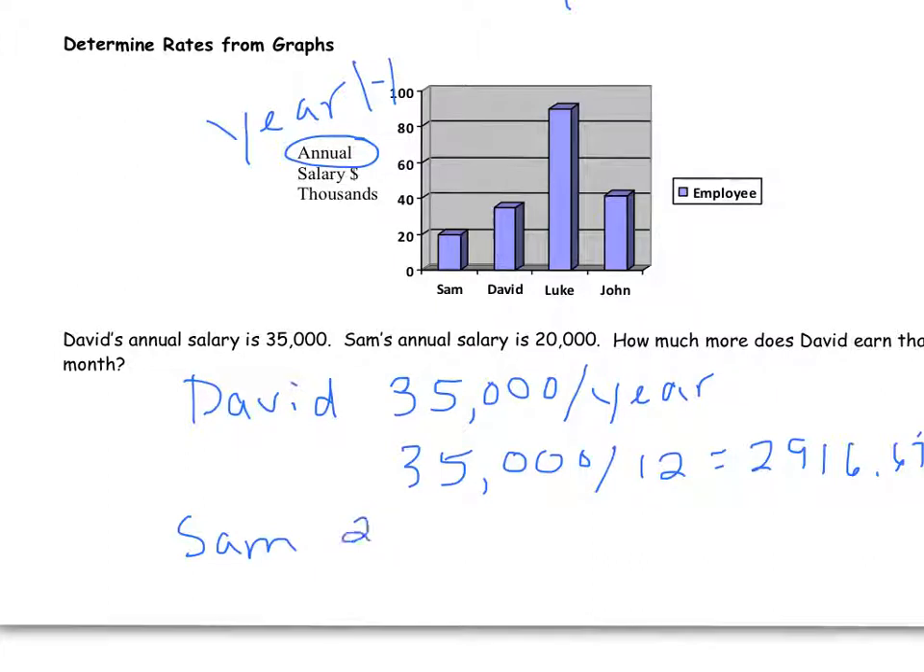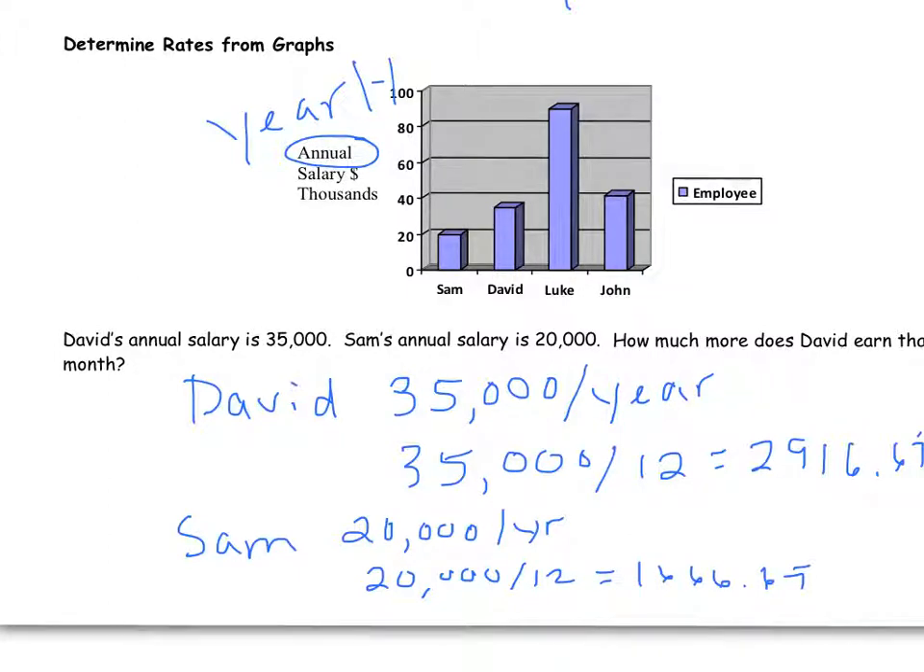Sam is making $20,000 per year. So that means I would have to convert my units to 12 months, and 20,000 divided by 12 will give me $1,666 and about 67 cents.